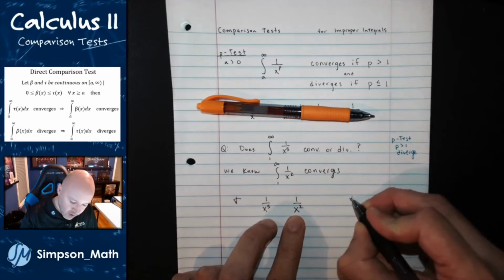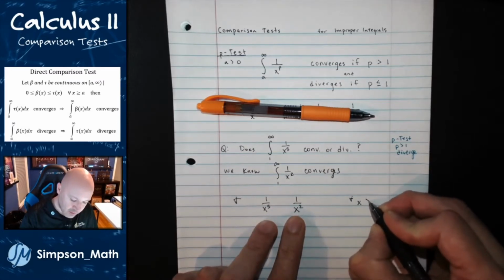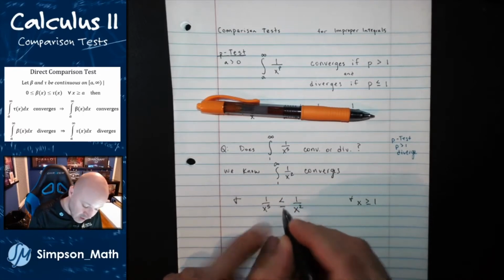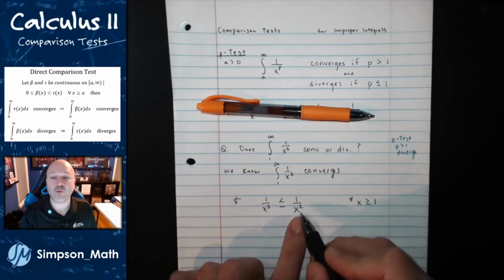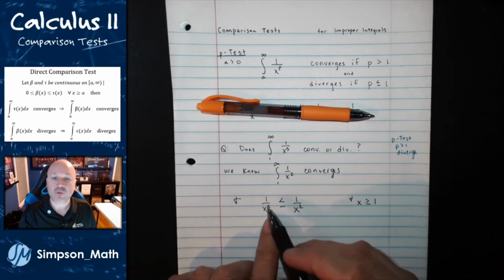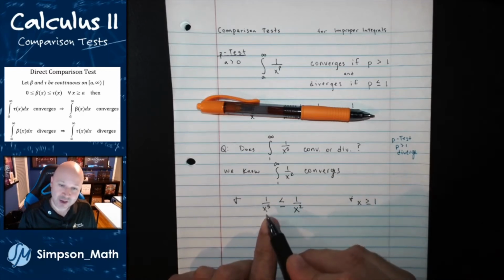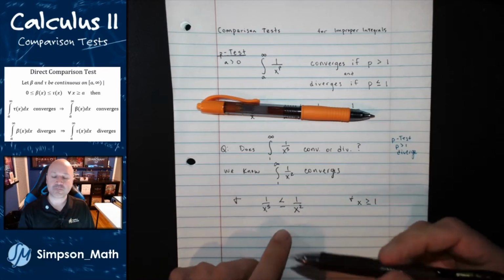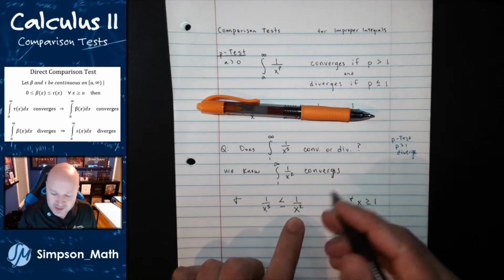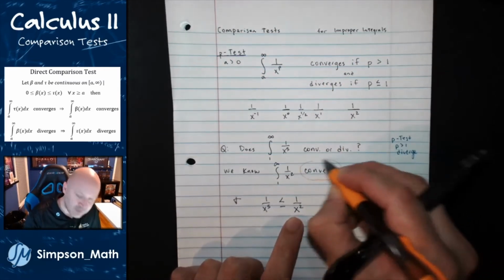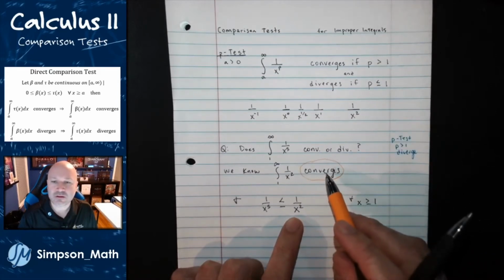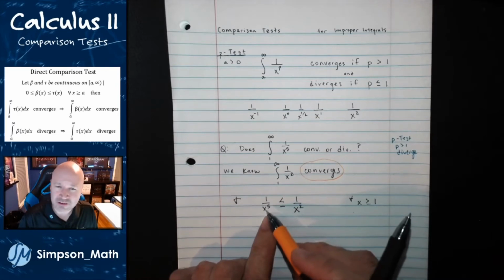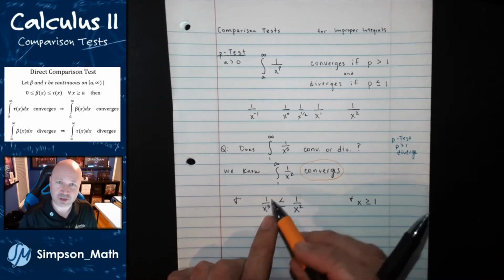But we're talking about x values starting at 1 and increasing. So for all x values bigger than or equal to 1, I claim this is going to be smaller than 1 over x to the 2nd power. So 1 over x to the 5th power will always be less than or equal to 1 over x squared. And if 1 over x squared sums up to a finite number, it converges, then something that's even smaller should converge too.